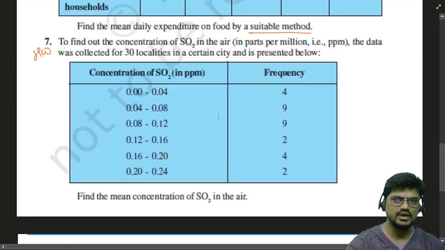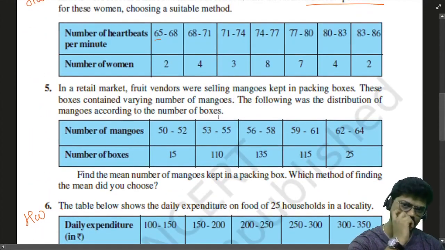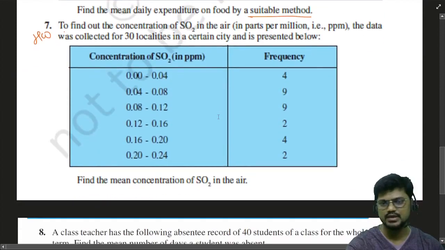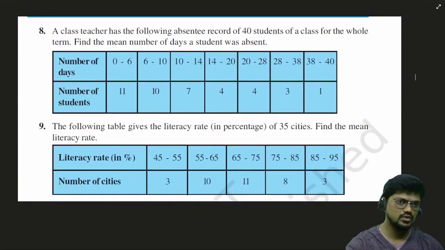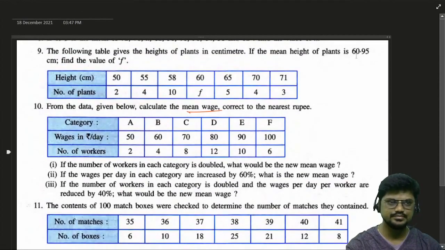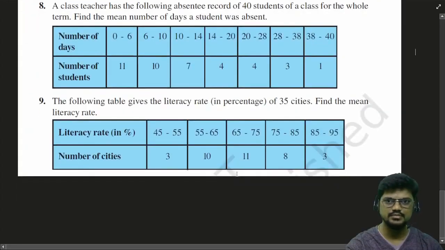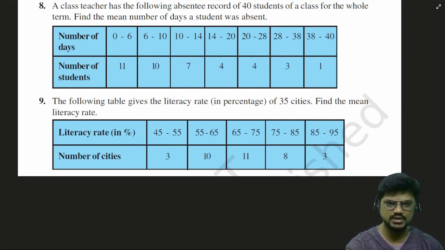So, in the afternoon, we started this chapter, right? The statistics, and we have completed the first exercise almost. Yeah, we'll continue the same. A class teacher, find the mean number of days. This is also the mean number. Okay, both questions are similar. Now we'll go to the next part.